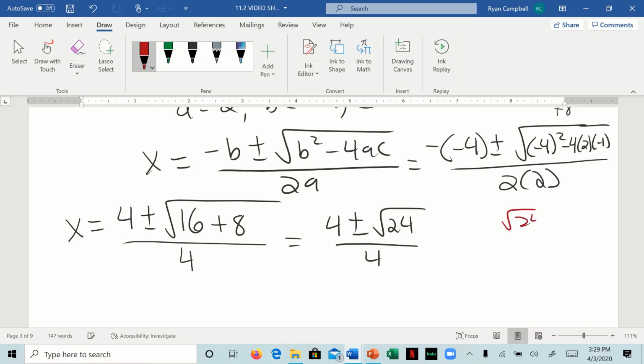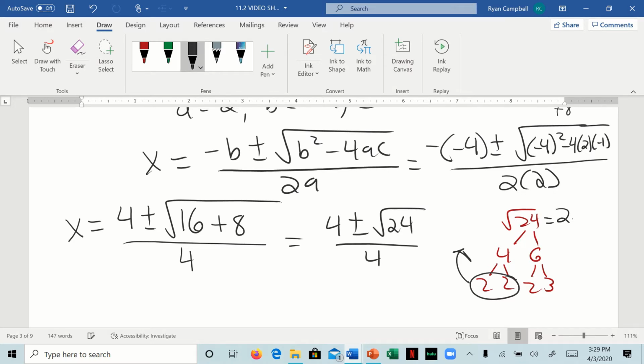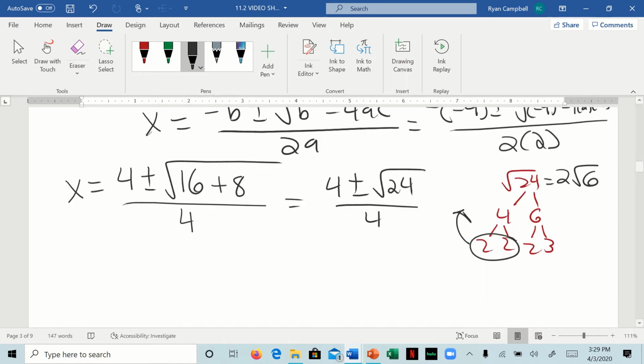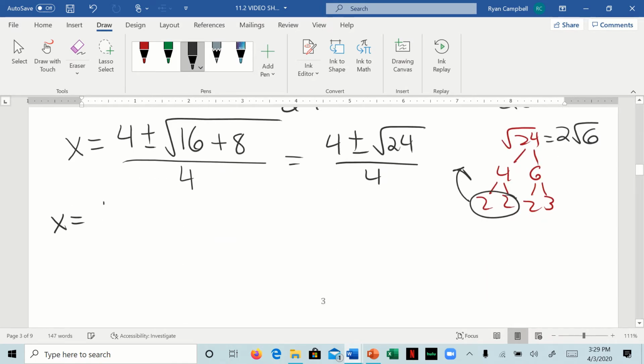So the square root of 24 is going to be 4 and 6, 2 and 2, 2 and 3. So a 2 can come out, and we're left with 2 times 3, which is 6. So we see that this simplifies down to 4 plus or minus 2 square root of 6 over 4.